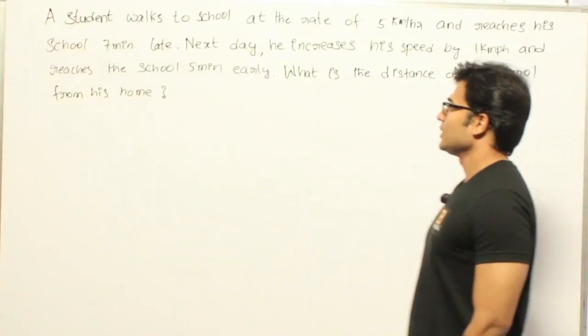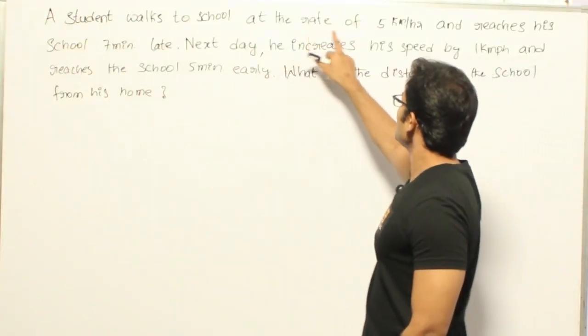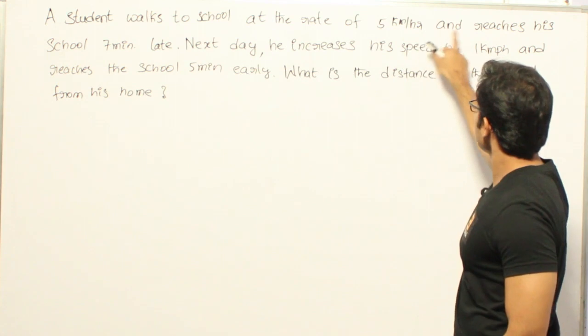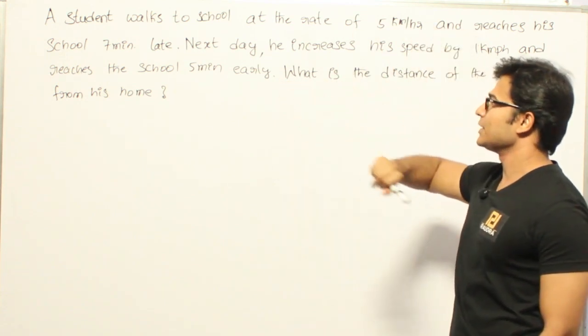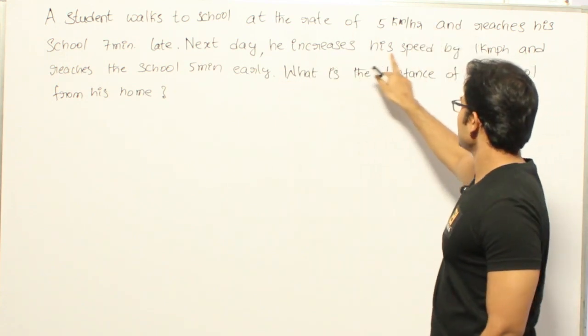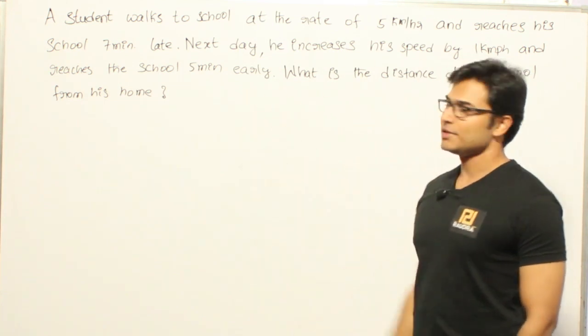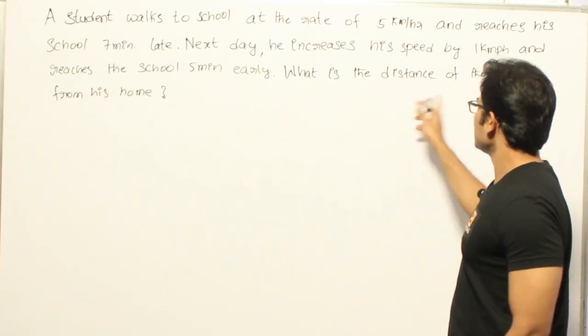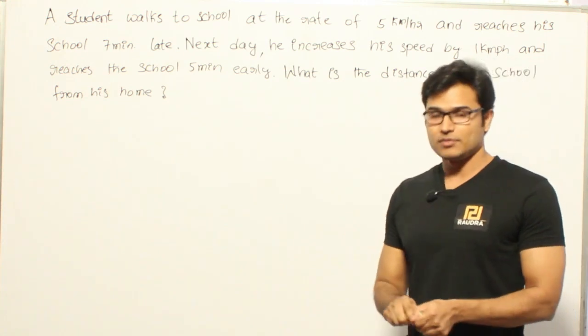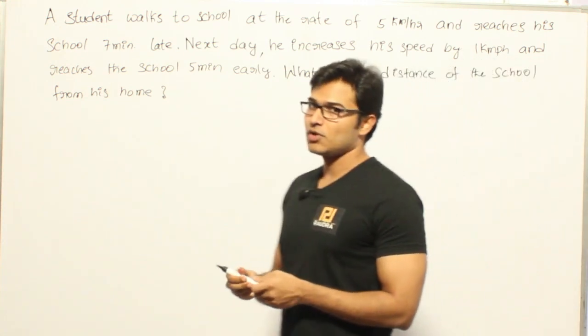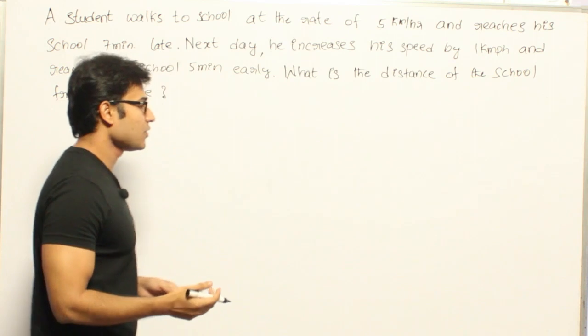Now let's solve this question. A student walks to a school at a rate of 5 kilometers per hour and reaches his school 7 minutes late. Next day he increases his speed by 1 kilometer and reaches the school 5 minutes early. Now what is the distance between the school and home? Now if you observe this, the distance is constant and that is what we are supposed to find out.